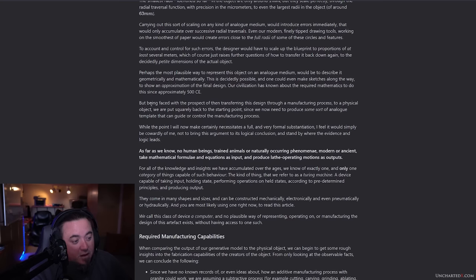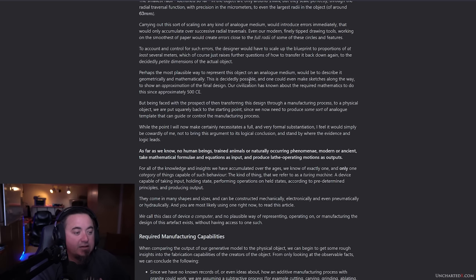Right? But being faced with the prospect of then transferring this design through a manufacturing process to a physical object, we are put squarely back to the starting point, since we now need to produce some sort of analog template that can guide or control the manufacturing process.